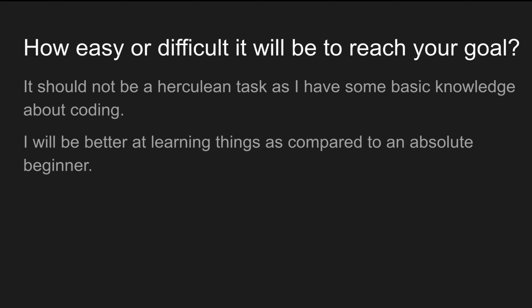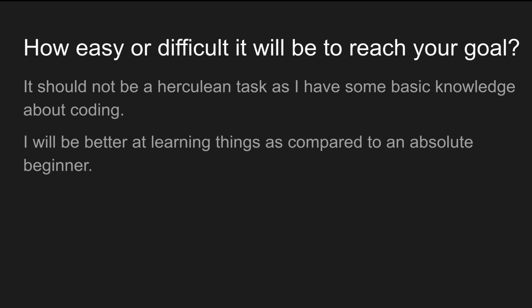It should not be a Herculean task, as I have some basic knowledge about coding. Now, what do you mean by the word Herculean? It means a difficult task. So it is not going to be a difficult task for me. Why is it not going to be a difficult task? Because I have some basic knowledge about coding.